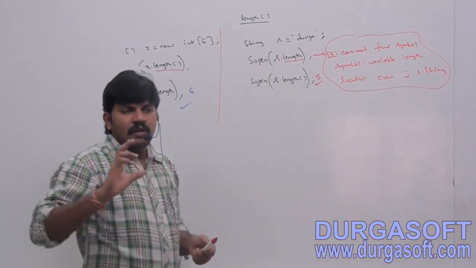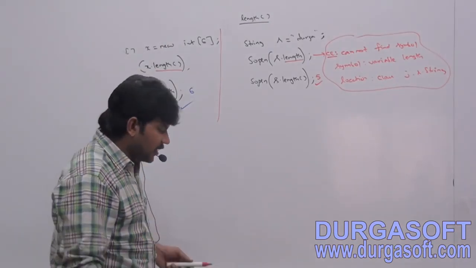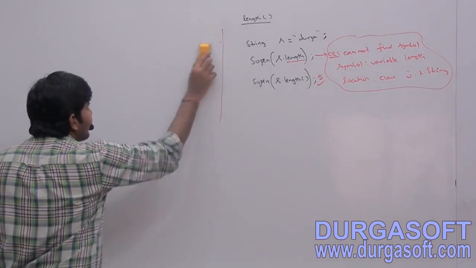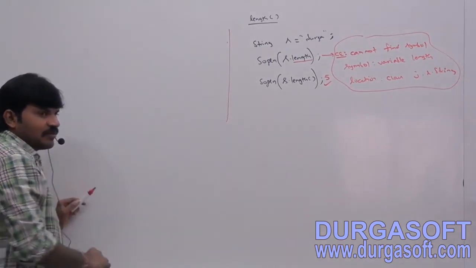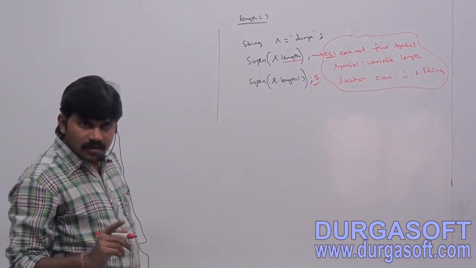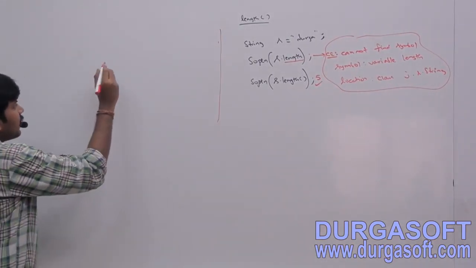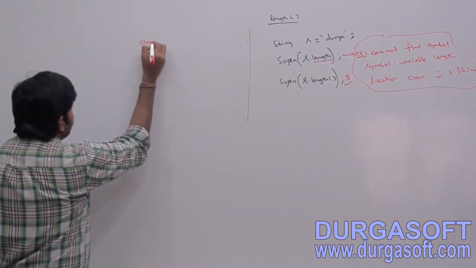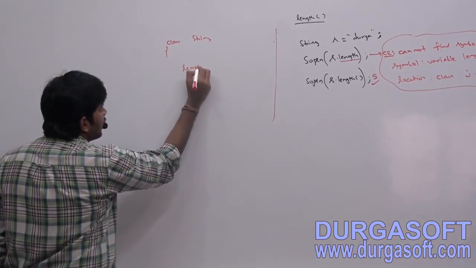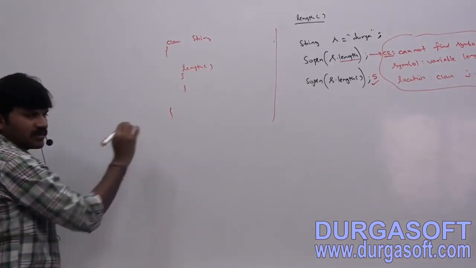Can I use the term length method is a final method? Length variable is final, but length method is a final method. Yes. Because the length method is present in which class? String class. Length method is present in String class. Correct or not?